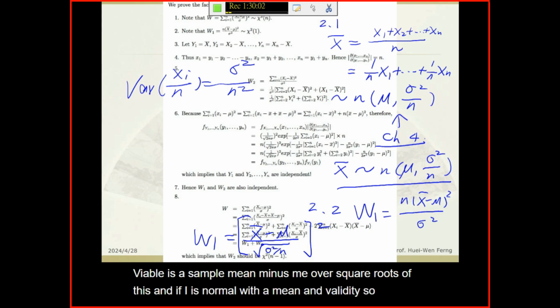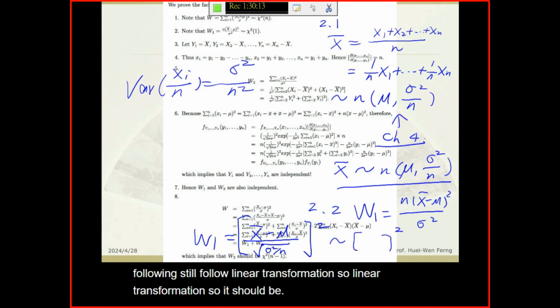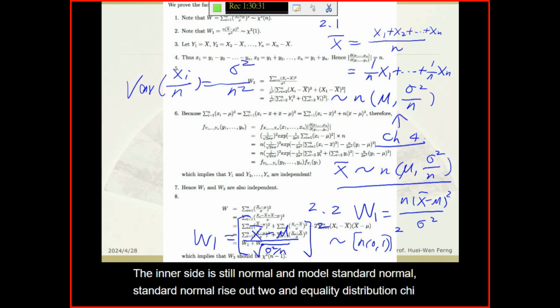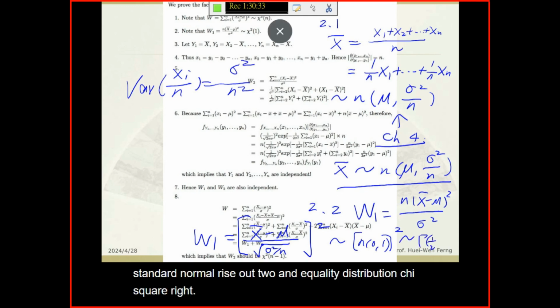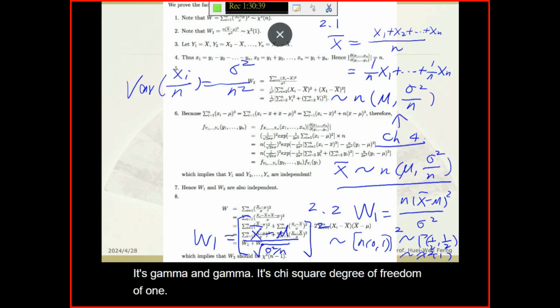So if so, follow this, still following linear transformation. So linear transformation, it should be this. Standard normal is okay. The inner side is still normal and follows standard normal. Standard normal squared. And what is the distribution? Chi-square, right? It's gamma and gamma. It's chi-square, degree of freedom 1. Right? So that's why we have item 2.